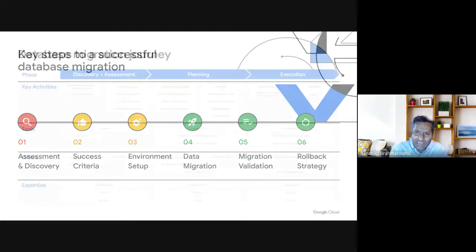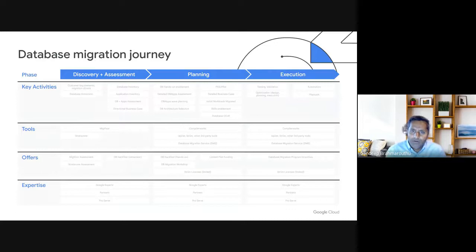So let's take an even closer look at the migration journey itself. If you think about the customer's migration journey, we can bucketize it into three main phases. There's the discovery and assessment phase, there's a planning phase, and there's the execution phase. And across each one of these phases, there are specific activities that a customer typically goes through. You don't have to go through every single one of these, but these are generally what we see our customers go through.